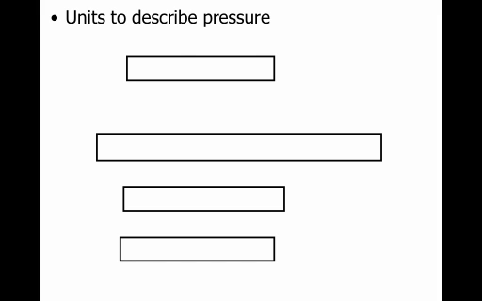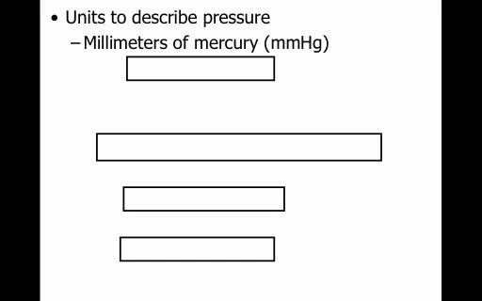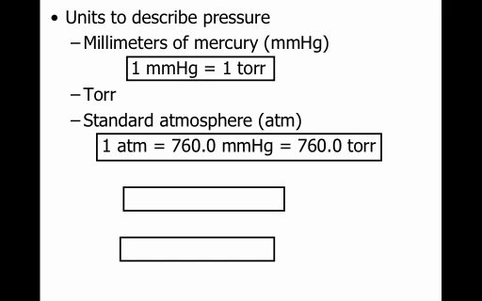There are several units to describe pressure. Depending on where you're talking about pressure, you're going to see different units. One unit is millimeters of mercury, because a barometer, or an older barometer, has mercury in it. So how many millimeters of mercury are up the barometer, that's one particular measurement. Torr is another measurement. An atm is another one. So 1 atm is equal to 760 millimeters of mercury, which is equal to 760 torr.